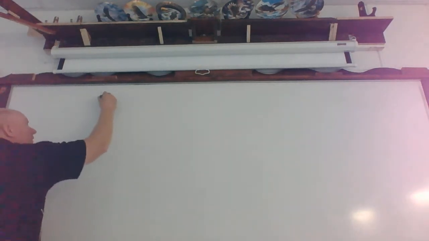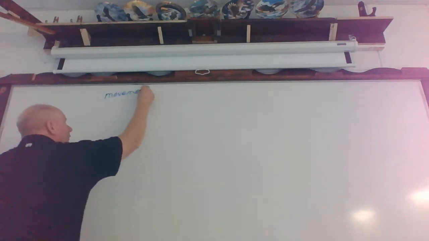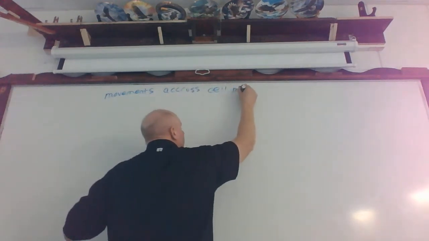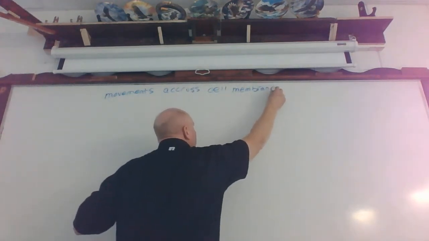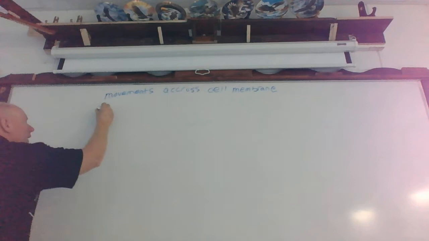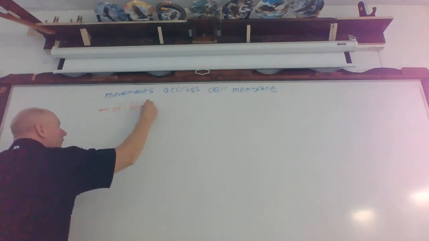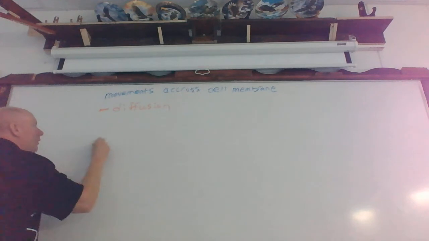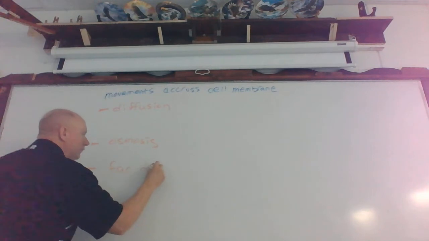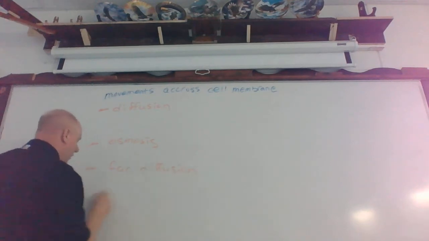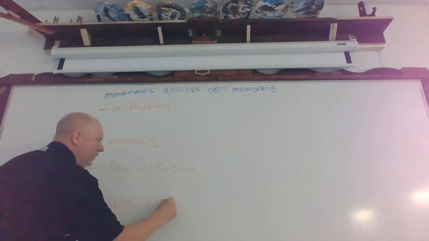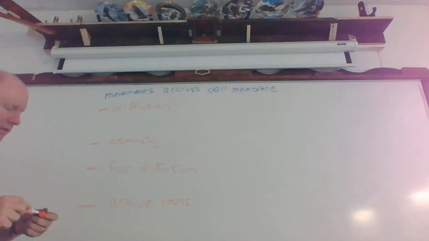So movements across the cell membrane. Remember, your four types were as follows. You had diffusion, osmosis, facilitated diffusion, and then active transport. Now, this is nothing new. You should have this information down or have the video to watch from Monday.